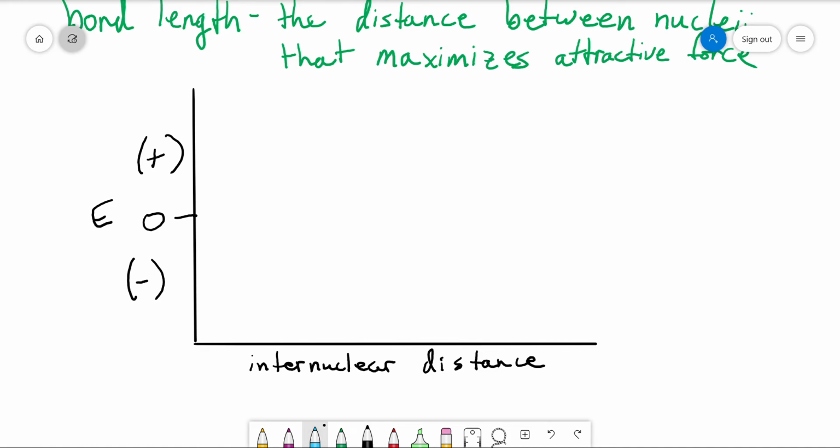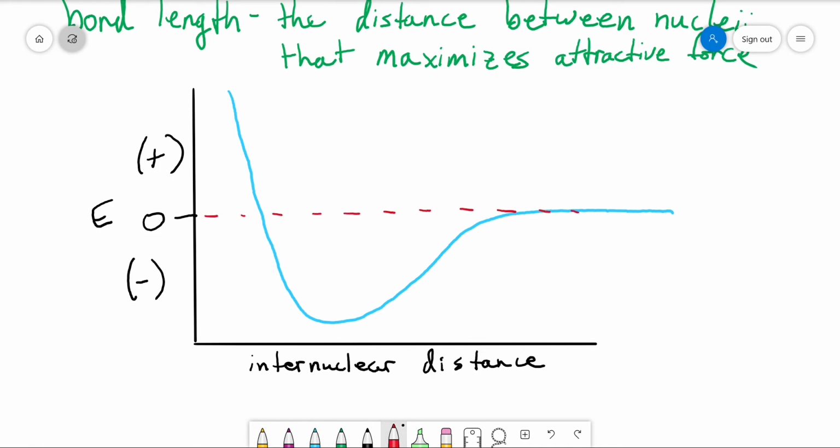Okay. And so if we look at a graph, what this graph does is it kind of goes like this. And hopefully we'll see that it ends up right there at 0. Okay, so let's start out there at 0. This is where the two atoms are too far apart. So too far apart, there is 0 potential energy. That's the y-axis. They're neither attracting nor repelling.